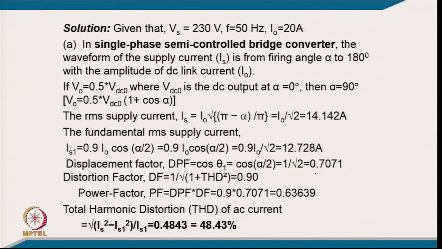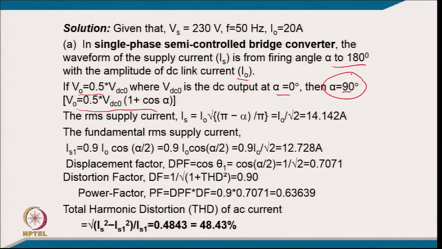So, coming to the numerical part, given that the supply voltage is 230 volt, f is 50 hertz and I 0 equal to 20 ampere, in the single phase semi controlled converter, the waveform of supply current is from firing angle alpha to 180 degree with the amplitude of DC current I 0. So, if V 0 equals 0.5 V DC 0, from this relation we can find alpha equal to 90 degree.